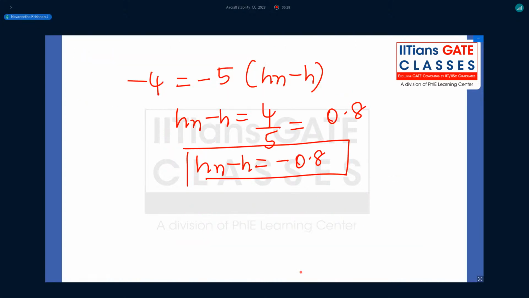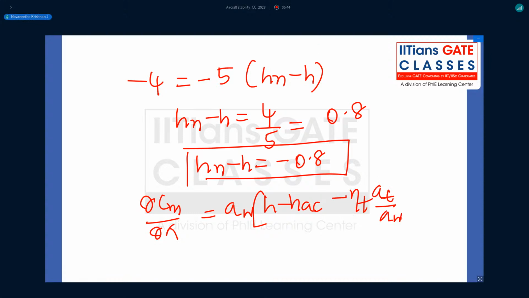In that case, dou Cm by dou alpha for an aircraft is AW into H minus HAC minus eta T into AT by AW into VH into 1 minus dou epsilon by dou alpha. In this, we shift the CG location to the neutral point. If I shift the CG location to the neutral point, then dou Cm by dou alpha will become 0. So this becomes 0 means H would have become Hn.